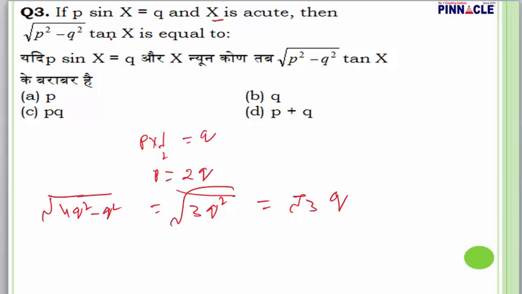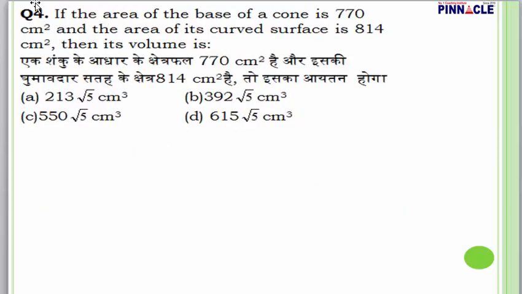Now we have to find the value of this tangent theta, tangent alpha into tangent x, that is, this is 30 degree. So what, tangent 30 is 1 by root 3. If you multiply it, then we will have this expression is equal to Q. Q, B should be the answer. What we have done in this question, we have just put the value. Next question, question number 4.